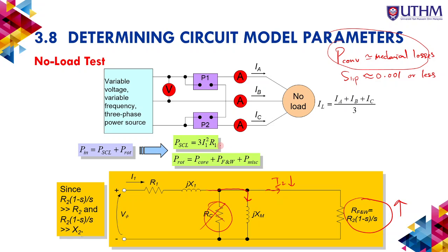I think you know this from before. So this is the power input: the power measured is equal to the stator copper losses plus the rotational power. So what is the rotational power? It is the core losses, friction and windage, and also miscellaneous.